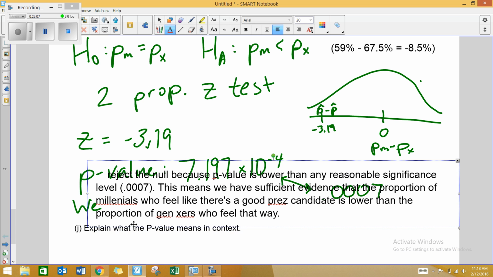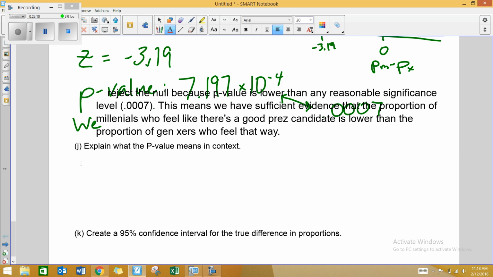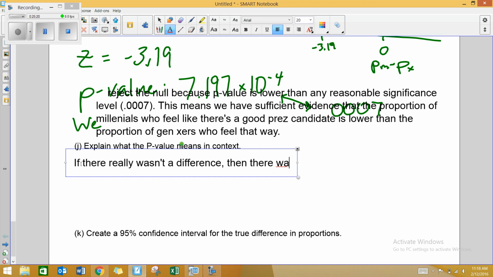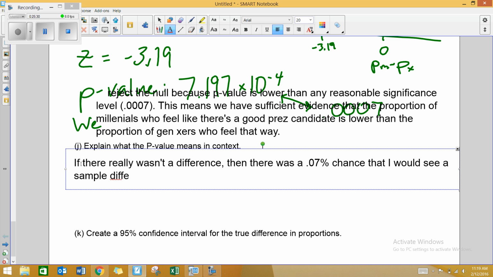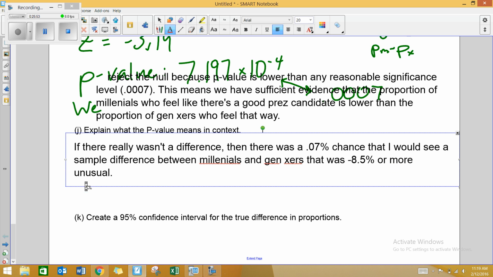Let's wrap this up. Explain what the p-value means in context. So in context, if there really wasn't a difference, then there was a 0.07% chance, using that p-value, that I would see a sample difference between millennials and Gen Xers that was negative 8.5%, or more unusual.